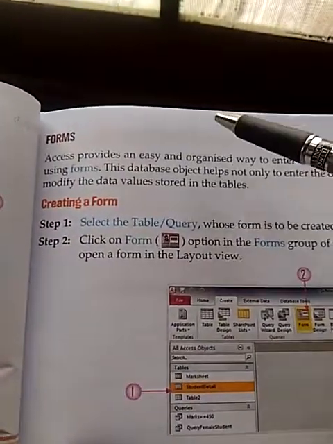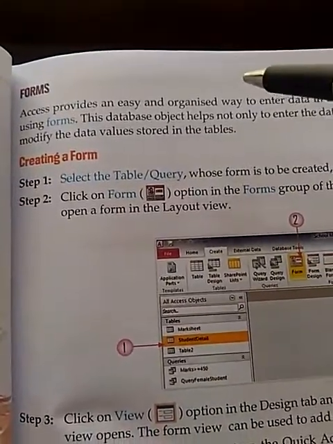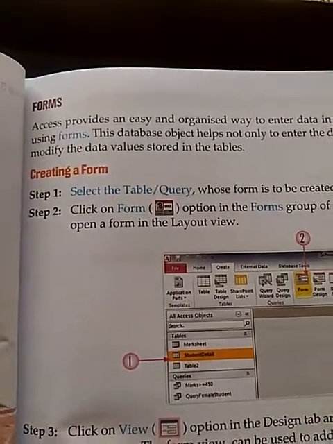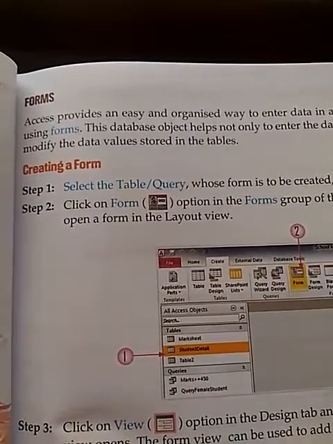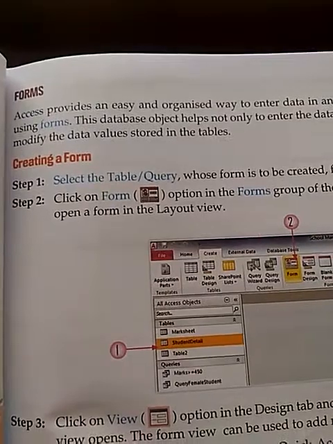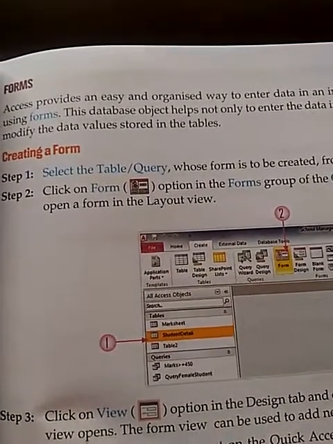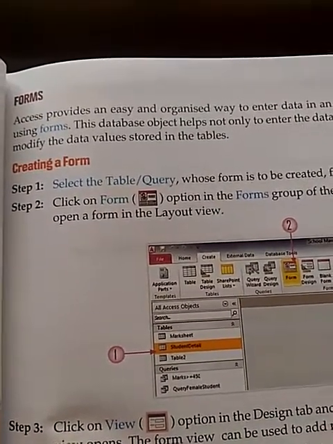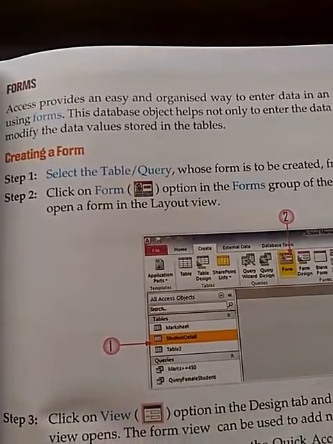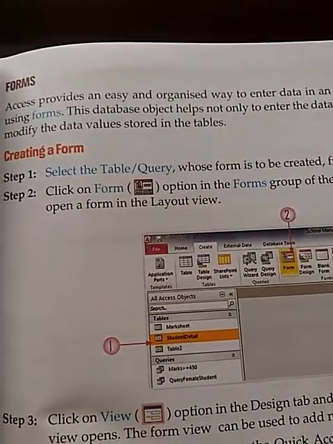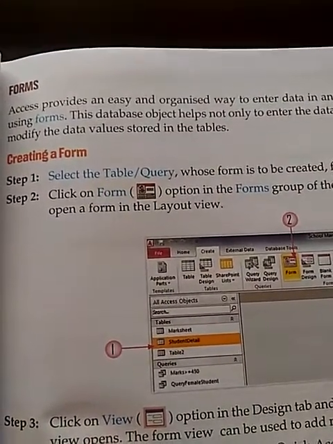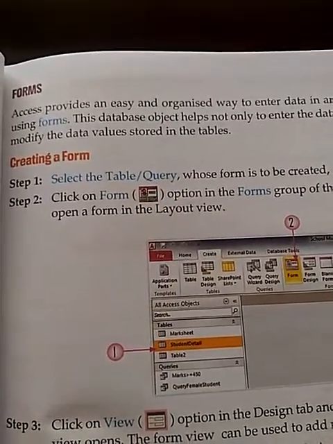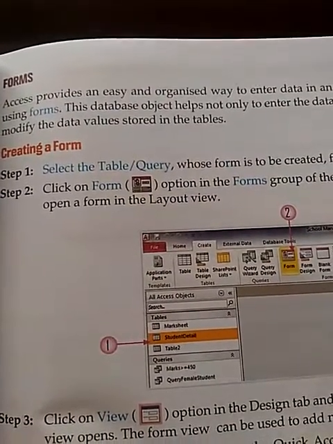Now the next thing is forms. Forms are an interactive interface between the user and the database. Forms are generally used to collect information from the user in a specific format. For example, you fill in an admission form. What is the purpose of an admission form? Basically, the purpose of an admission form is to collect the information of the students in a specific format, so that we can maintain the data in the database.